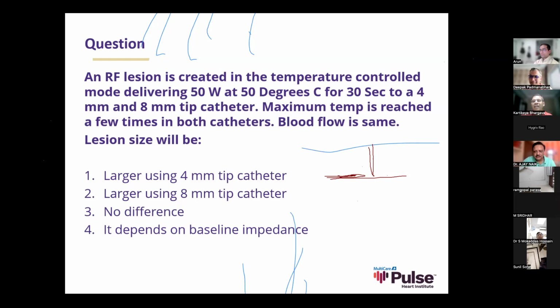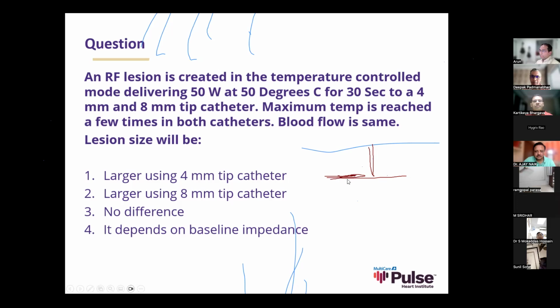There's another question in the chat: which will produce a larger lesion, a non-irrigated 7 French versus 6 French catheter, both being 4 millimeter? As we understand, if the catheter tip size is the same, the catheter French size is actually the thickness of the shaft of the catheter, so it doesn't make any difference. I believe that the lesion size will be the same. Same, yeah.